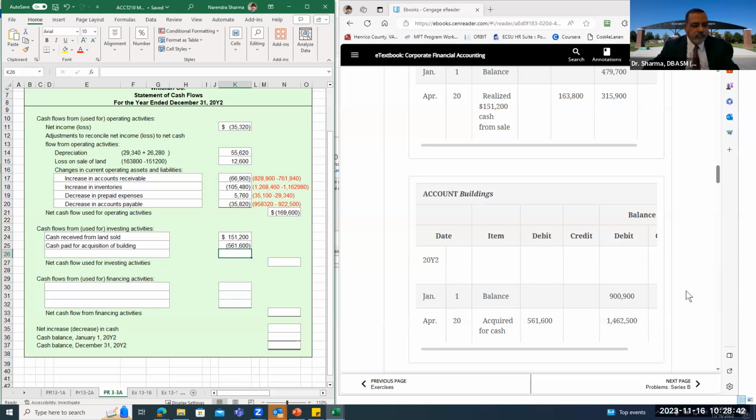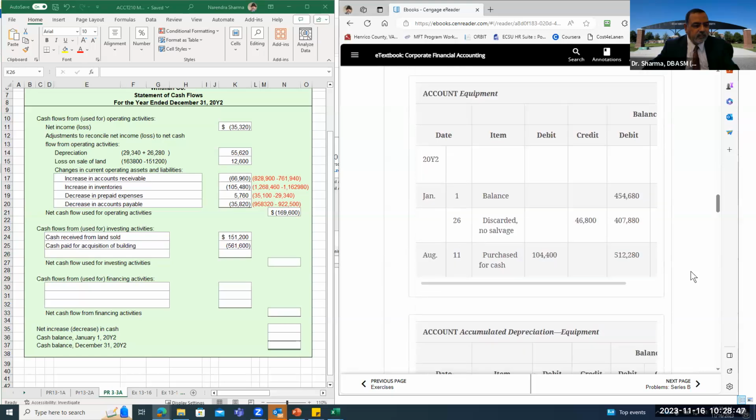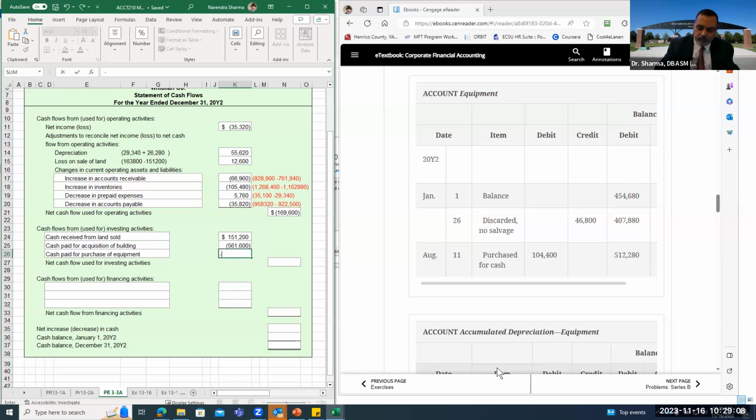Now we've taken care of building. Then next is equipment. Equipment, it says purchased for cash. Of course, there was 104,400. So we'll say cash paid for purchase of equipment. Again, this is minus amount. When the accounts are given, it is easier because we don't have to do the calculation. We just look at the accounts and figure out. Okay, so that is all that we have because there are only three assets.